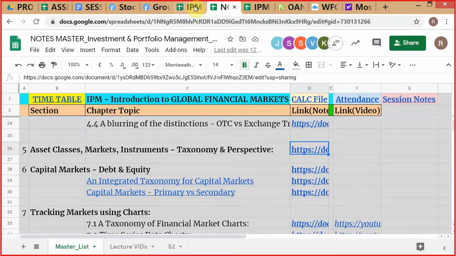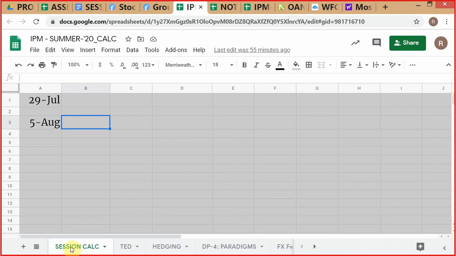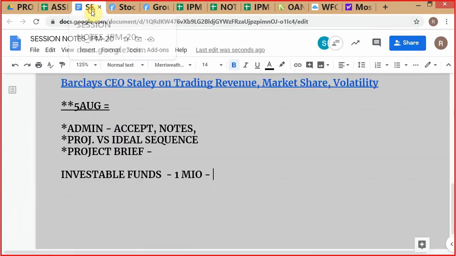The way this is going to be structured, this is going to be in your calc file, which you can launch from here. In the calc file there will be a session calc spreadsheet. So this is here. This is where we are going to start putting up her answers. Maybe put up this point here.